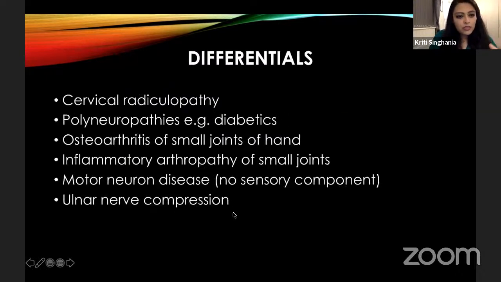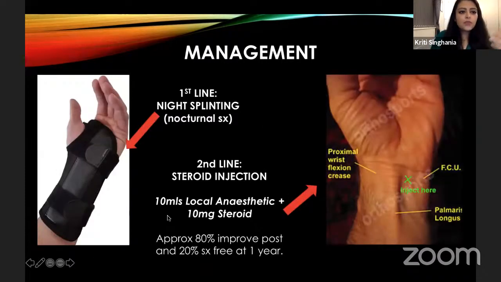Moving on to differentials, the main ones just to remember are cervical radiculopathy and other peripheral neuropathies. And also, if patients have ulnar nerve symptoms, they may have numbness, tingling, but affecting the ulnar distribution of the hand. So that's just to bear in mind. So what are the management options?